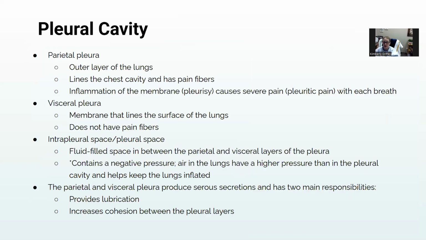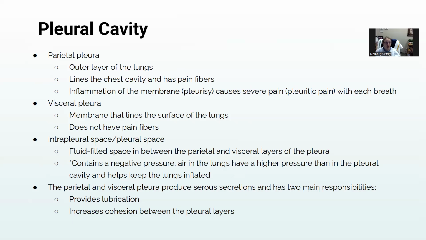Your lungs are going to occupy almost all of the thoracic cavity itself. So you have the parietal pleura, that's the outer layer, and it lines the chest cavity, and that has pain fibers. So when you have inflammation of that membrane, that's called pleurisy, and it causes severe pain, which we call pleuritic pain with each breath. So as you start to take breaths in, when you have pleurisy, that's going to cause a lot of pain.